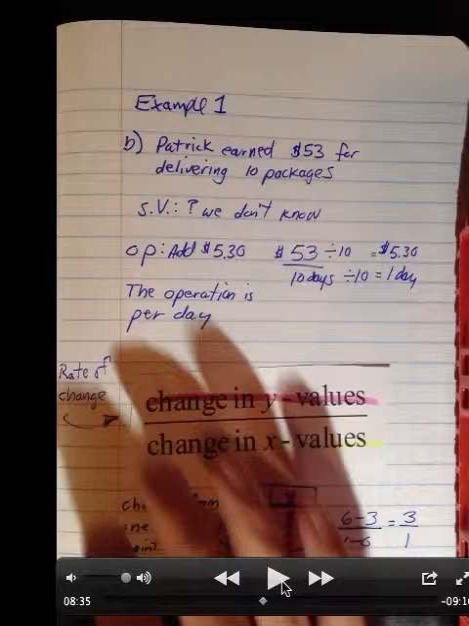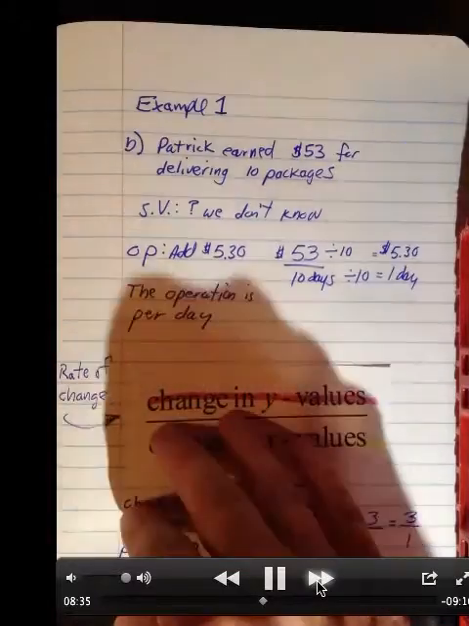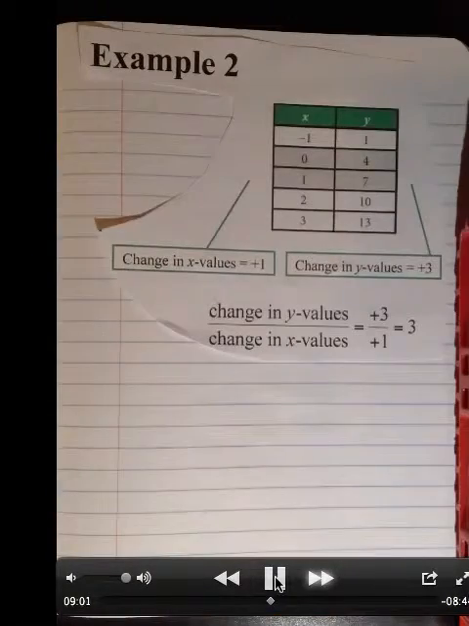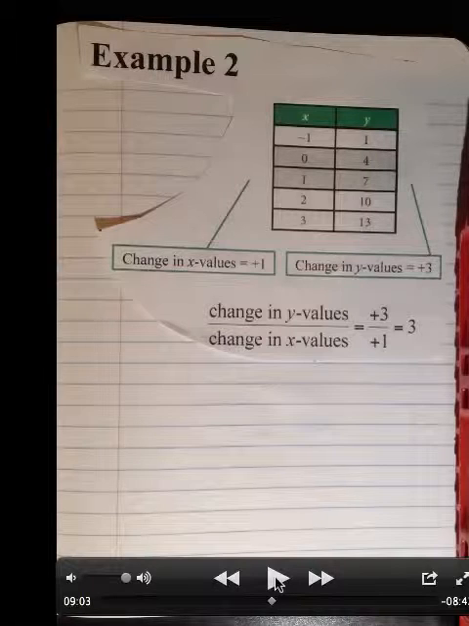So the rate of change is the change in y values divided by the change in x values on a table. Okay, so here is a table for you to copy. You might want to hit stop on the video and just copy this down. There is no story that goes with this. We just have x values from -1 up to 3 and y values from 1 up to 13.